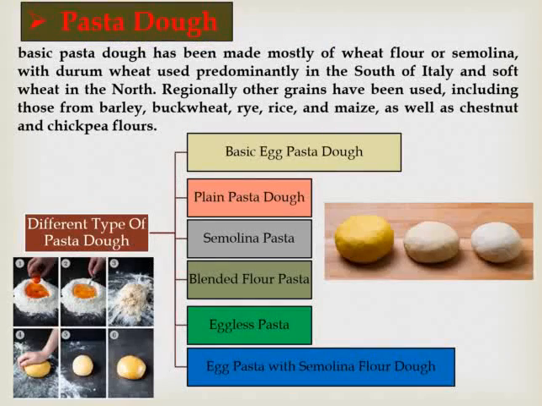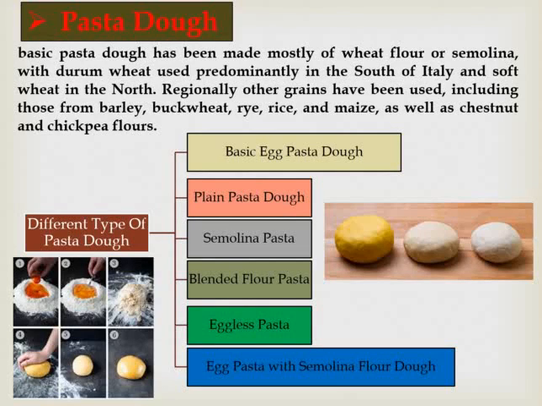Next is pasta dough, because dough is the main component of making different types of pasta. In pasta dough, we see different varieties, and that variety also affects the flavor of the pasta. Pasta dough is normally prepared with egg and durum wheat flour, also known as semolina. But with different types of flour, you can prepare different types of pasta. So we see different types of dough.